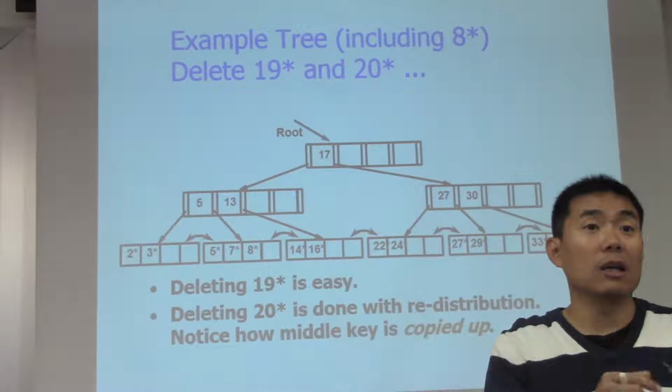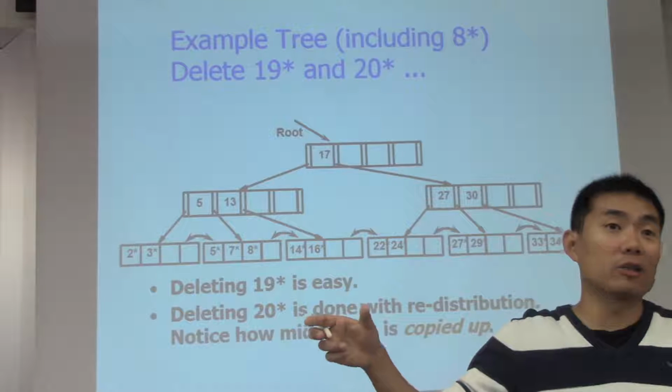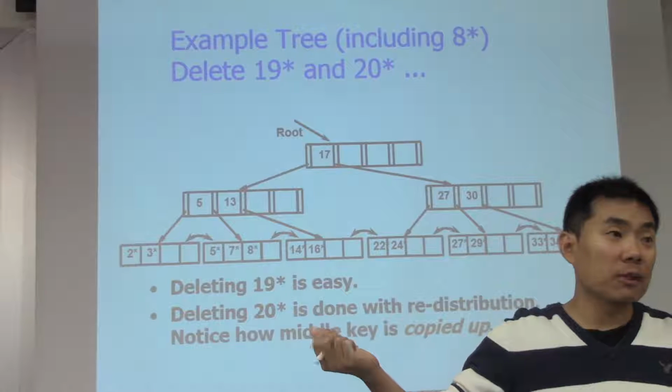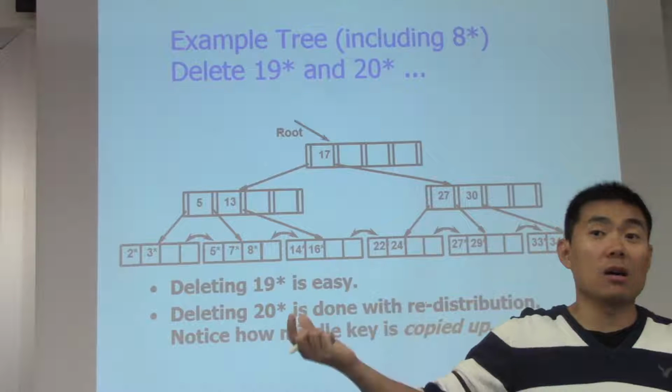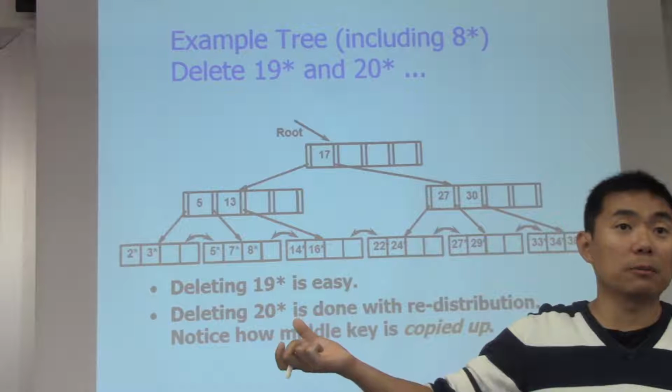The reason is, if the right sibling has more entries than the left sibling, why do you want to do redistribution with the right sibling? Because that reduces the chance of an insertion split in the right sibling node down the road.